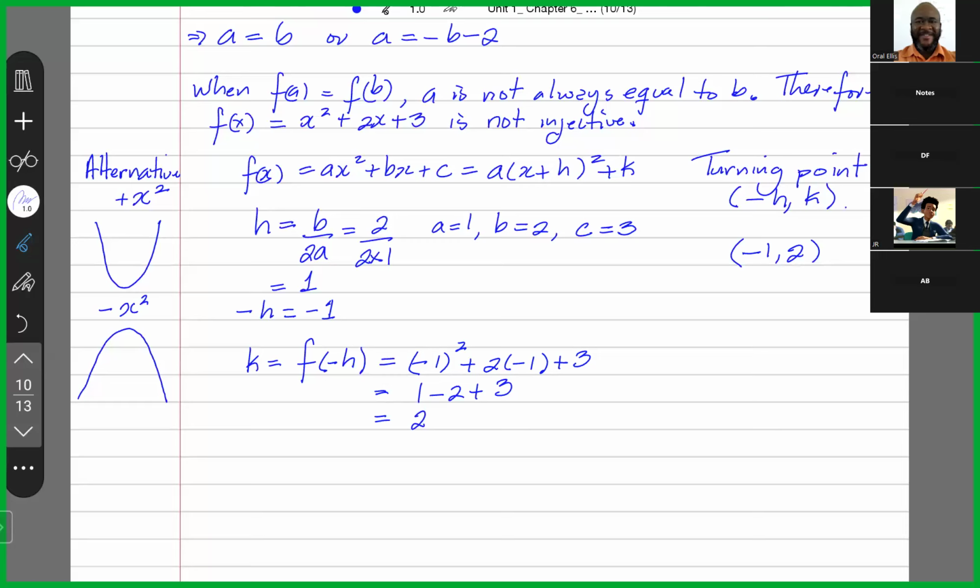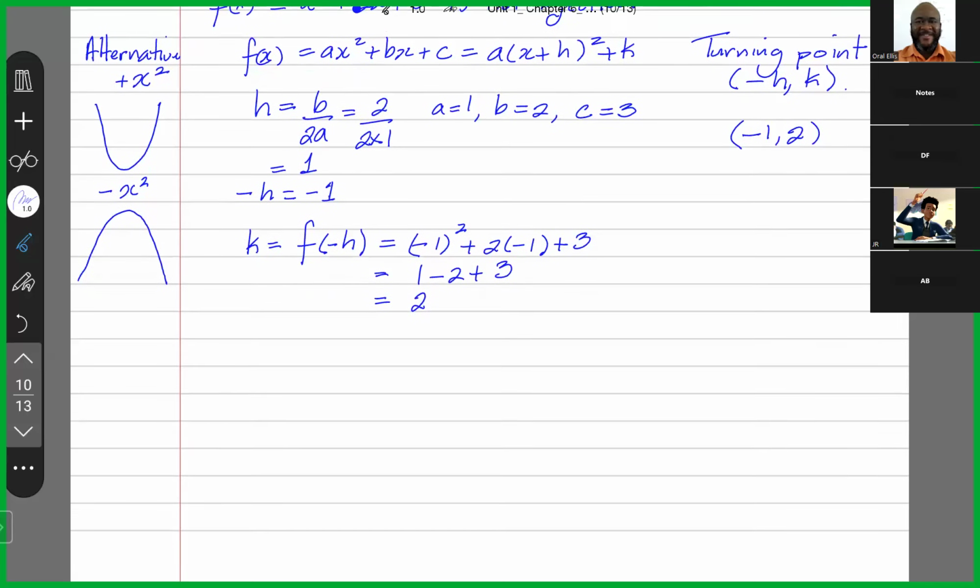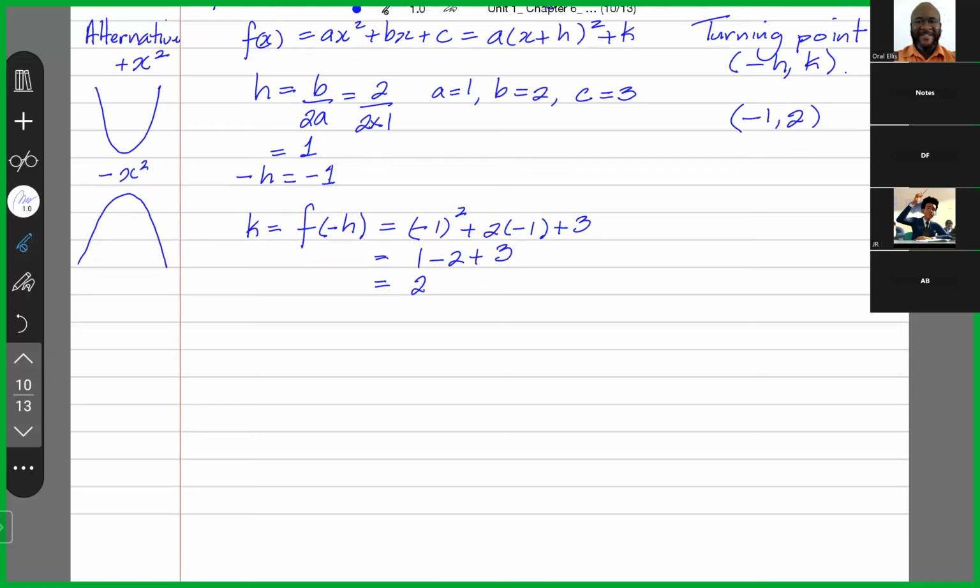h is equal to b over 2a. b is 2. h is equal to 1. Minus h would be minus 1. And k would be f of minus h. All right, it seems fine. So now I can do a sketch of this graph. To do a proper sketch, I would need the intercepts, the x-intercepts, but we're not going to get into that now. So let me try and do my sketch.